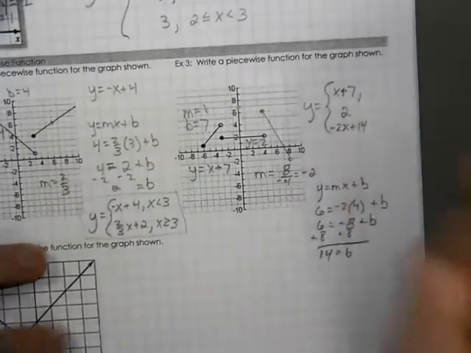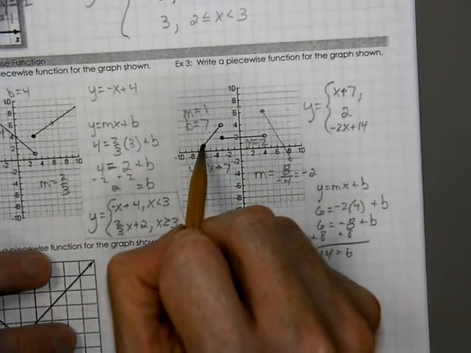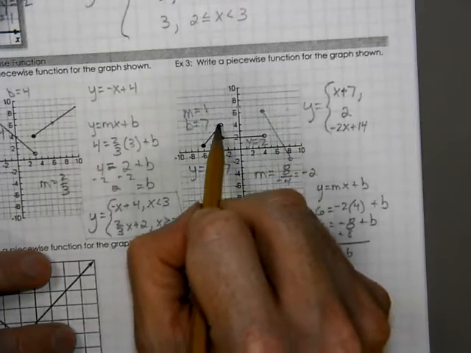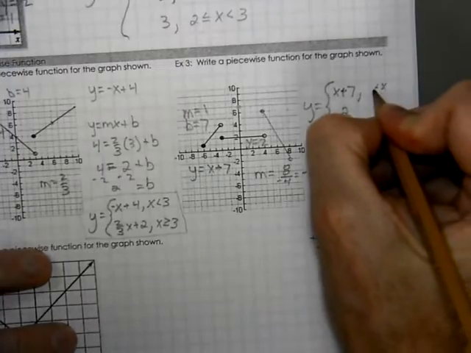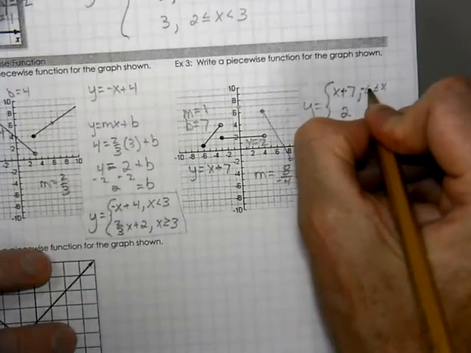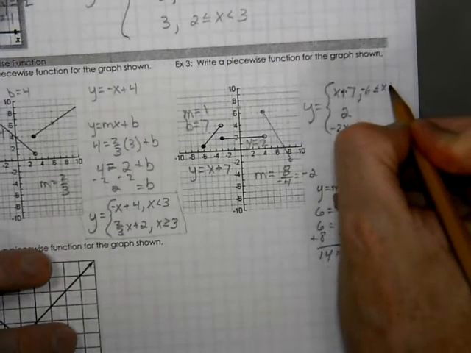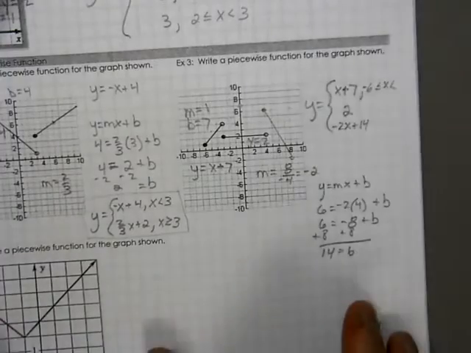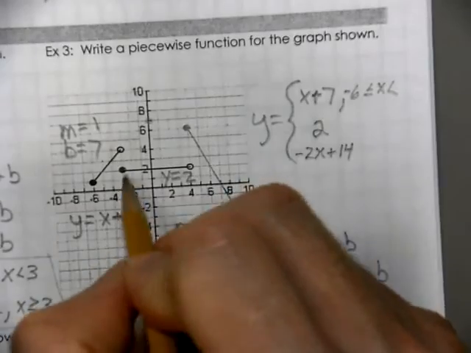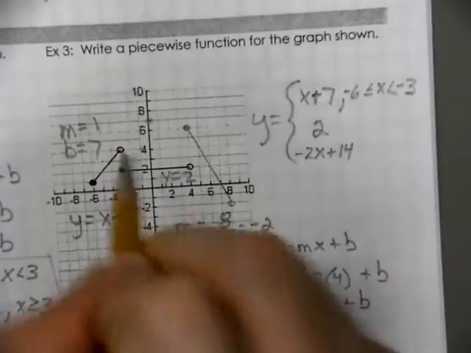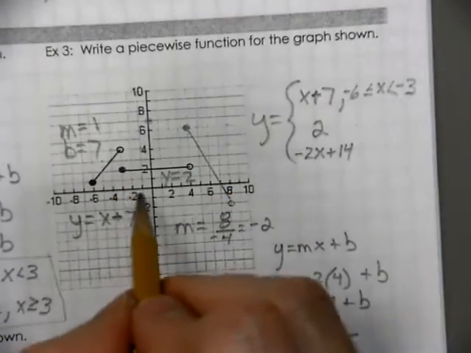Now, when am I on this equation? I'm on this equation when we're at negative 6 all the way up to negative 3. So greater than or equal to negative 6 but less than negative 3. Because we have an open dot there, we know that that does not include the negative 3.